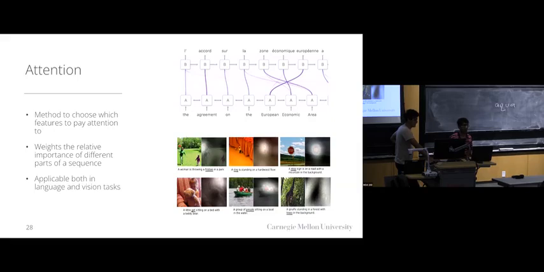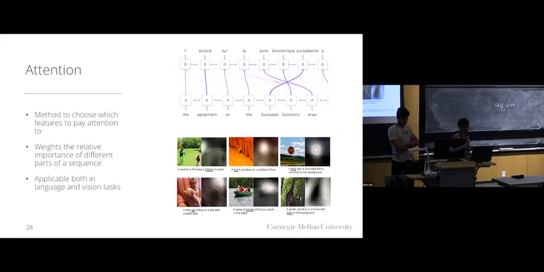They're essentially an architecture that seeks to resolve some of the difficulties I mentioned on the previous slide. The core of transformers is a concept called attention, which essentially means that we have some way of choosing which features we want to pay attention to or give emphasis to. So we weight the relative importance of different parts of the sequence.